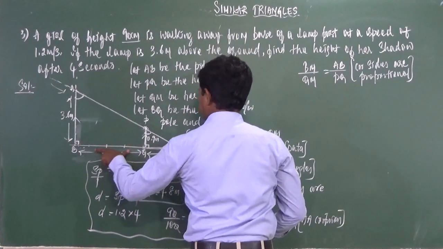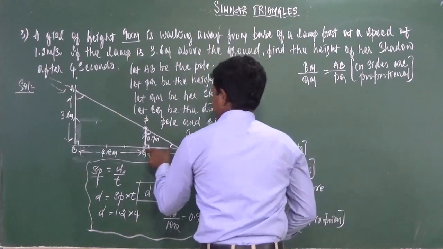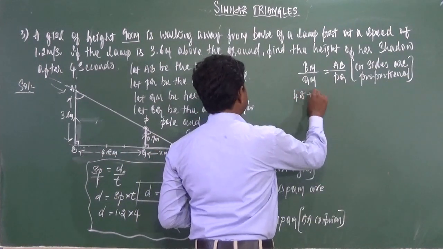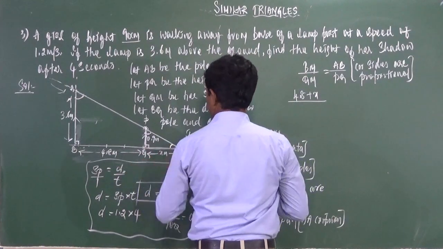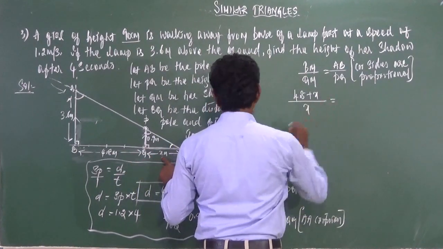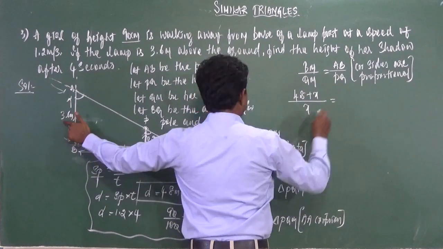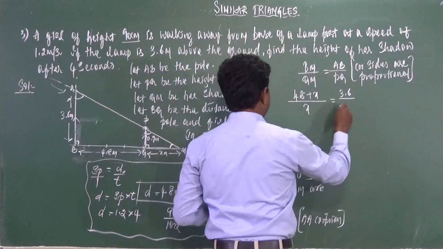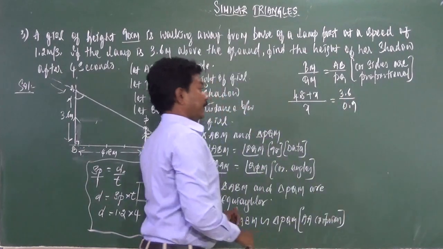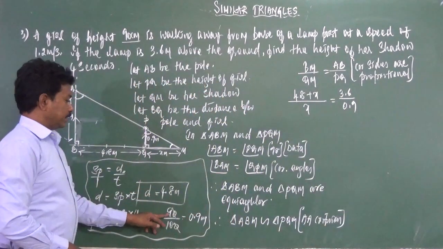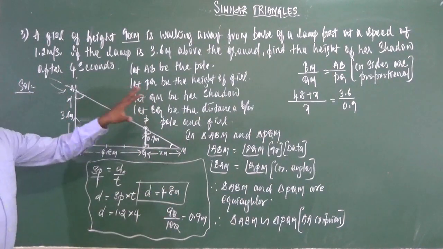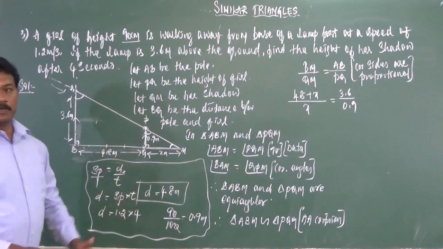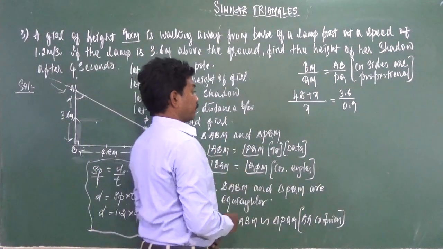Now we will take the value of BM. BM is BQ plus QM, so that is 4.8 plus X. So 4.8 plus X by QM, that is X, is equal to AB, that is 3.6, by PQ, that is 0.9. If you do not convert this 0.9 into meters, and you use the same 90 centimeters without converting, the answer totally becomes wrong. So you have to be very careful in this particular problem.